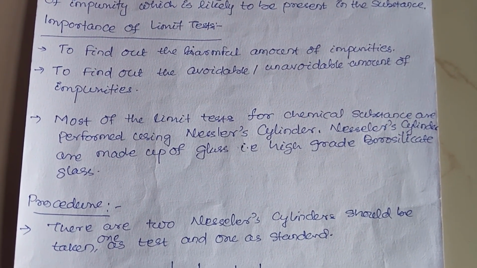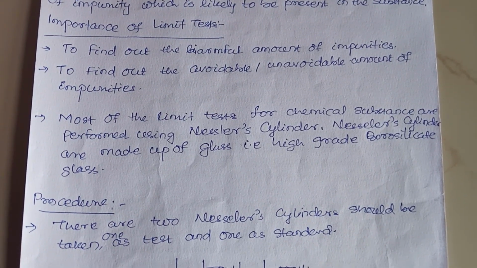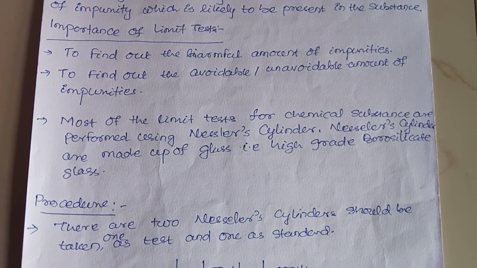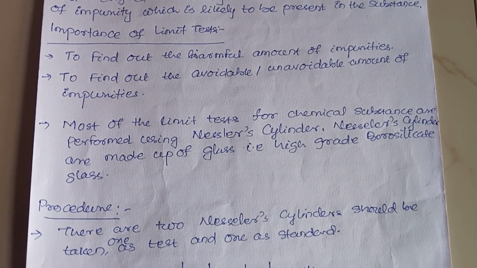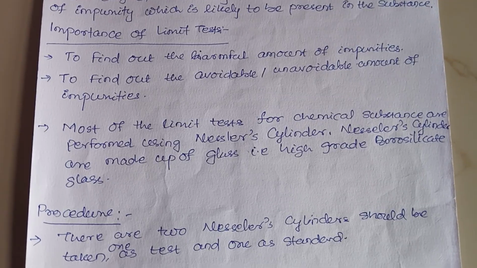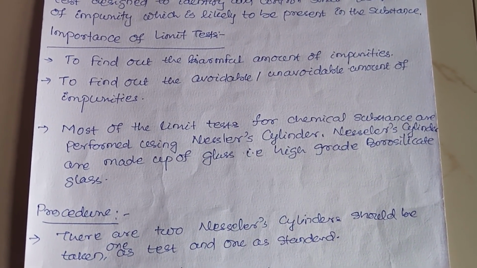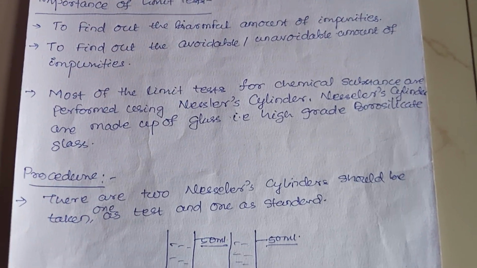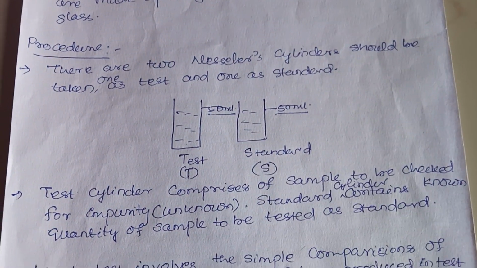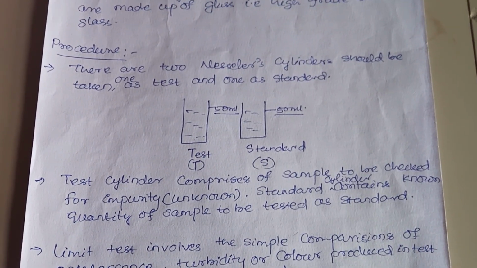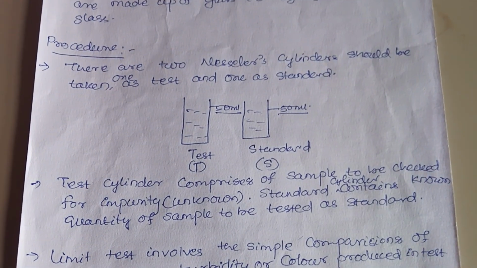Most of the limit tests for chemical or pharmaceutical substances are performed using Nessler cylinders. Yes, in case of limit test, the glass apparatus that we use is termed Nessler's cylinder, and these are made of borosilicate glass. Maximum laboratory glassware is made of borosilicate. They must be calibrated. Always remember that.